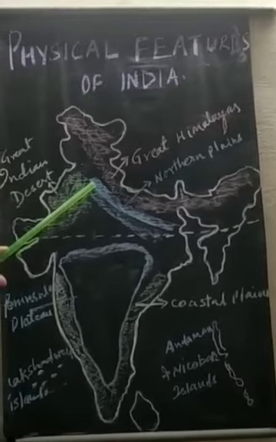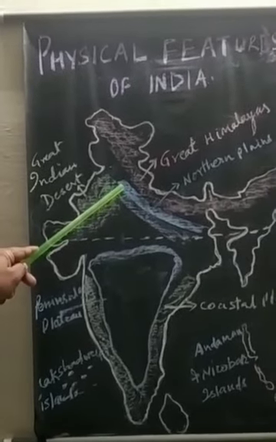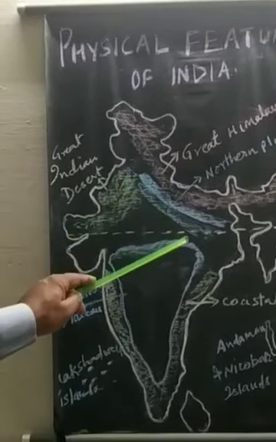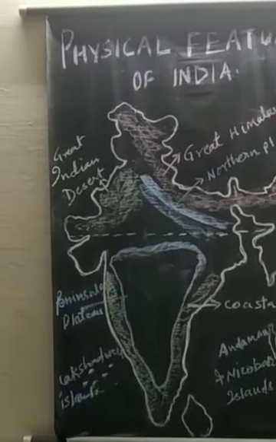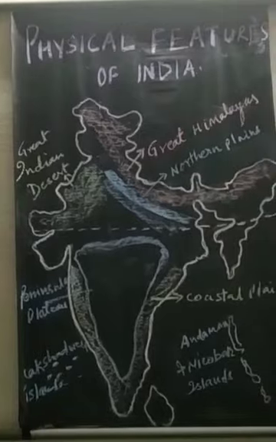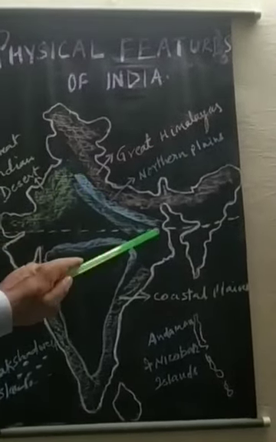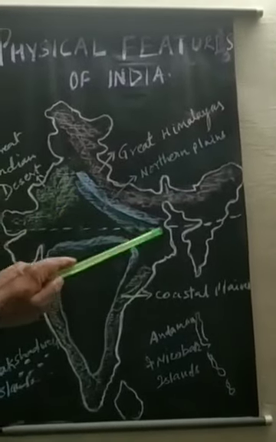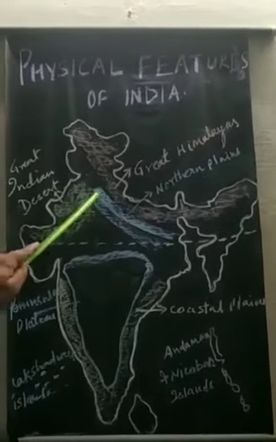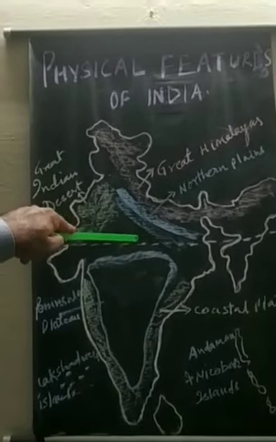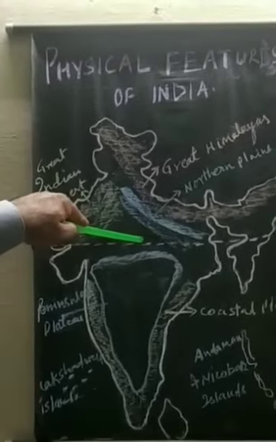The deposition of alluvium in a vast basin lying at the foothills of the Himalayas over millions of years formed these fertile plains. So this is how these plains have been formed. They have been formed by the interplay of three Himalayan rivers: Indus, Ganga, and Brahmaputra.